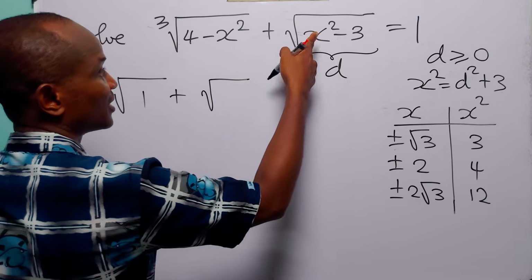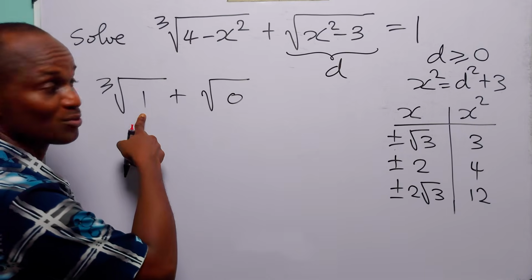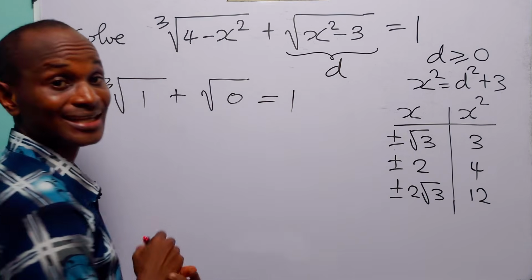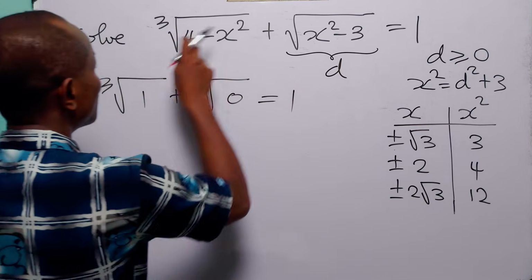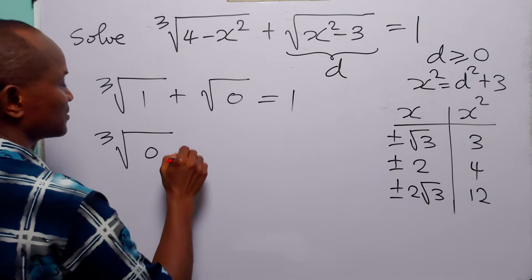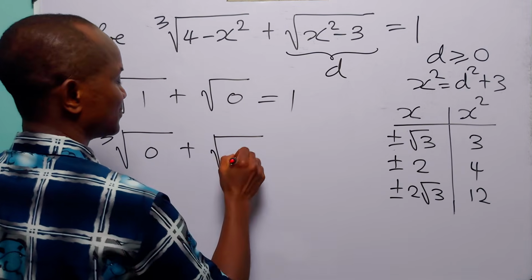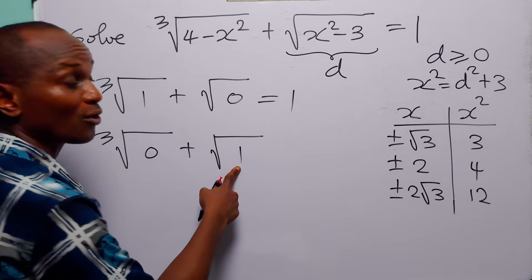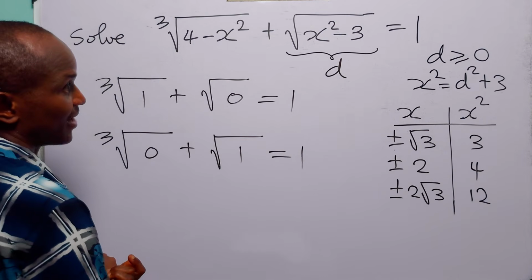the square root of 3 minus 3, which is equal to 0. Now, the cube root of 1 is 1, and of course, the square root of 0 is 0. So this is equal to 1, which is exactly what we have on the right-hand side. When x squared is equal to 4, we have the cube root of 4 minus 4, which is equal to 0, plus the square root of 4 minus 3, which is equal to 1. Of course, the cube root of 0 is 0, and the square root of 1 is 1. So this is equal to 1, which is exactly what we have on the right-hand side.